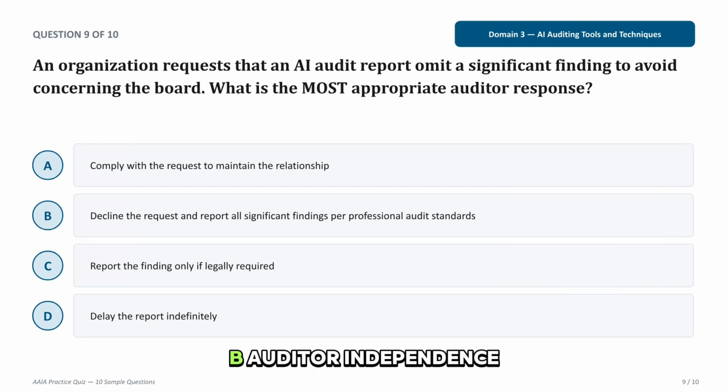The answer is B. Auditor independence questions like this show up in some form on basically every ISACA exam. If you've sat CISA before, this pattern will feel familiar.